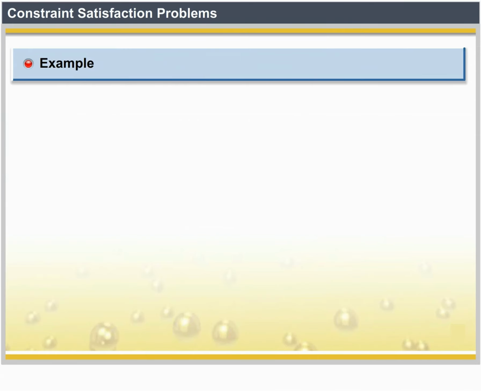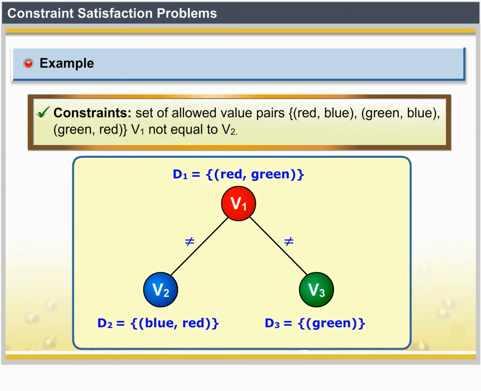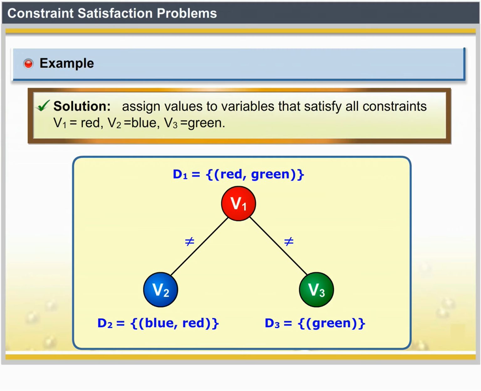Example: variables V1, V2, V3 with domains D1, D2, D3. Constraints: set of allowed value pairs (red, blue), (green, blue), (green, red), and V1 not equal to V2. Solution: assign values to variables that satisfy all constraints. V1 is equal to red, V2 is equal to blue, V3 is equal to green.